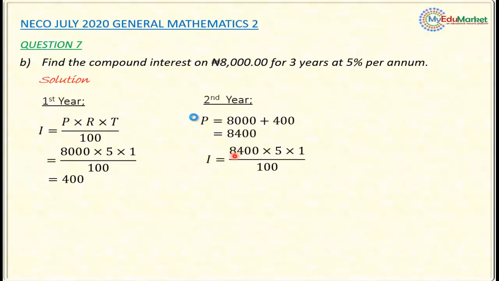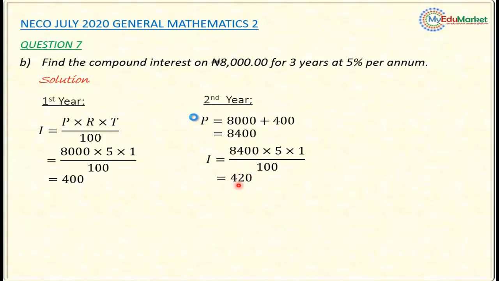So interest will now be 8,400 multiplied by 5 multiplied by 1 all over 100. So this one is the time. I told you that it is year by year. So each time I come, I will say time is 1. The rate is the same 5, but the P, that is the amount invested, will now be 8,400. So this multiplication gives answer 420 naira. So interest earned at the end of second year will now be 420 naira.